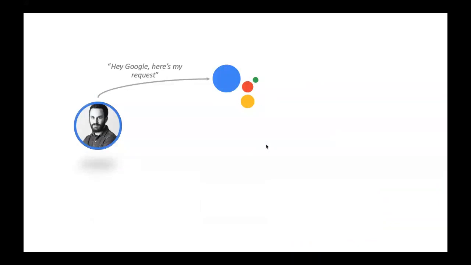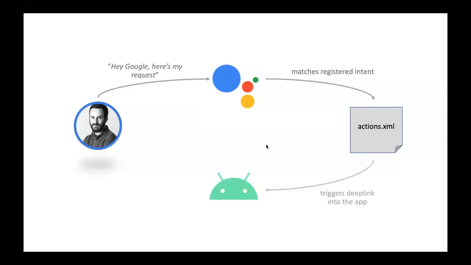So how does it work? When I say, Google, here's my request, the assistant is going to match the request with an intent that I've registered in the new actions.xml file inside the resources of my app. This will trigger a deep link into my app that I will have to handle as any other deep link, so that I can directly launch my feature in response.